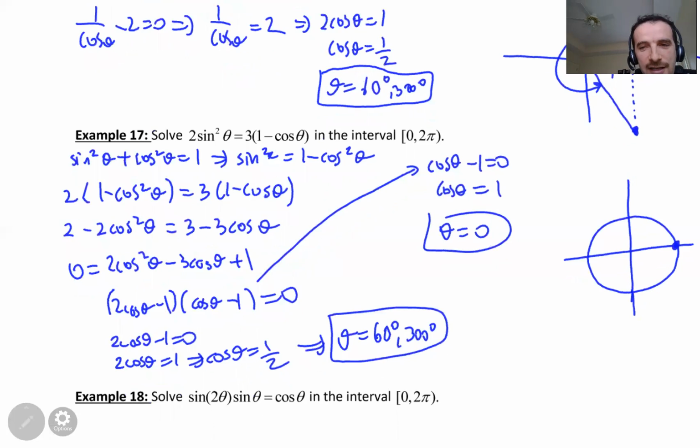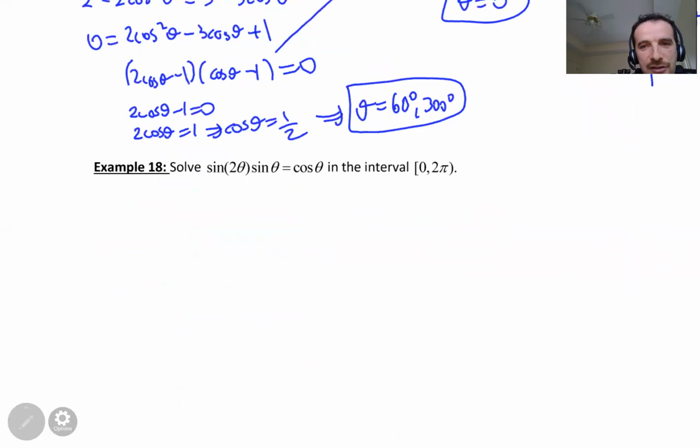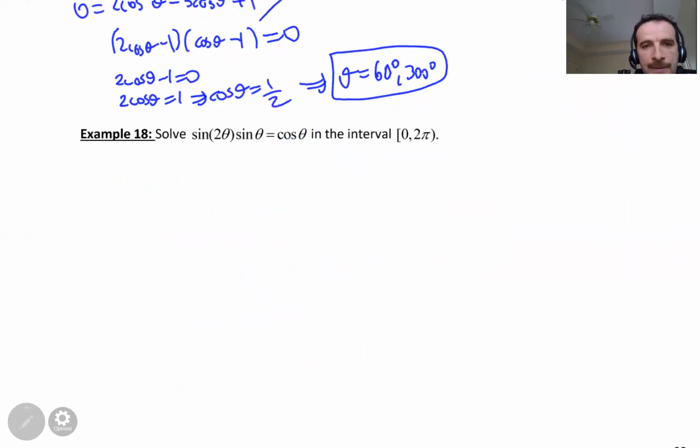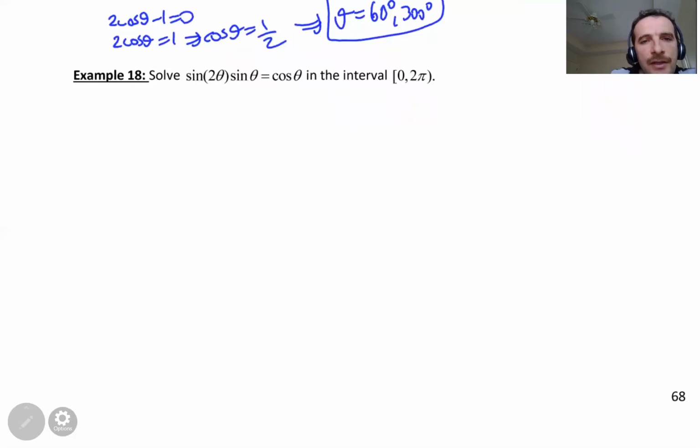I hope you'll like it. Let me continue to the next one. Yeah, let me just show you one more time if you couldn't see it. Okay, now let's look at this one. Sine 2 theta equals cosine theta.